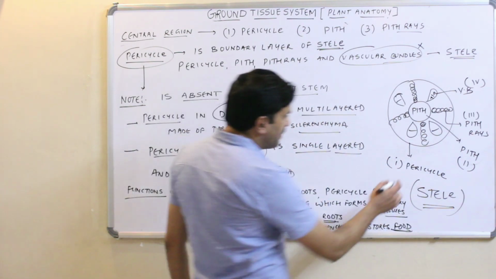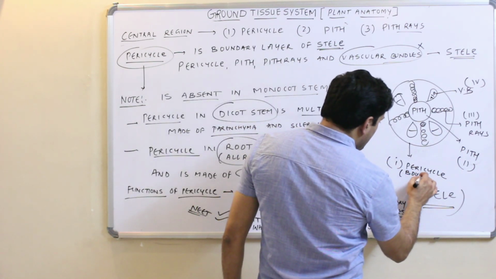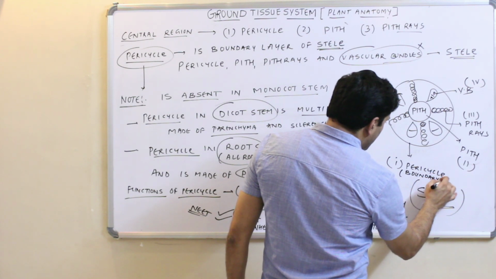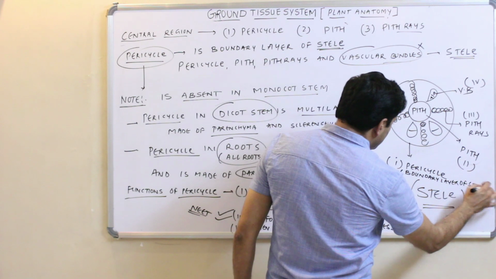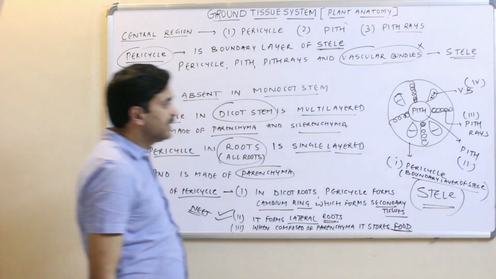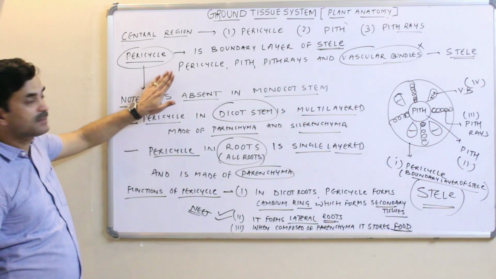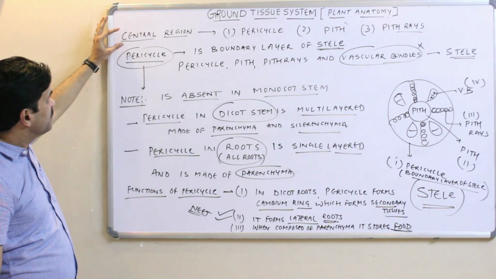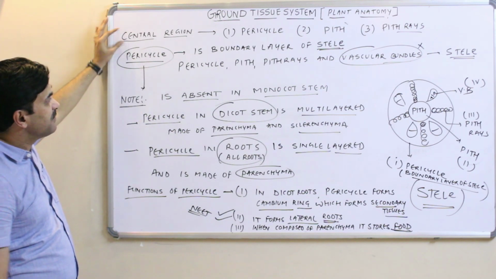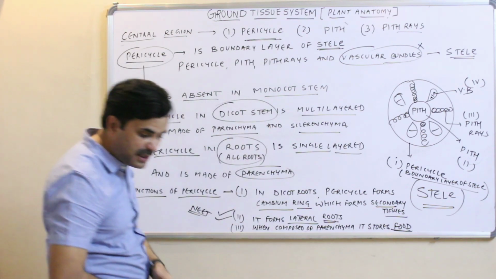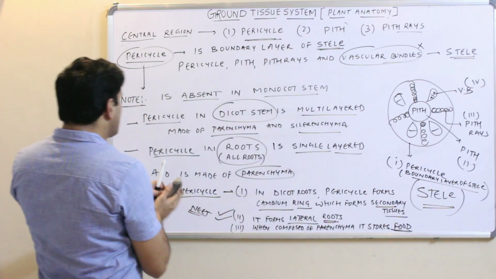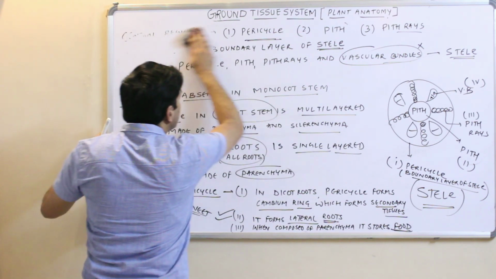And remember, this pericycle is known as boundary layer of stele, right? It is the boundary layer of stele. Are you getting? So the first part of the central region we have discussed, and that is the pericycle. Now coming to the next important part, is the pith.